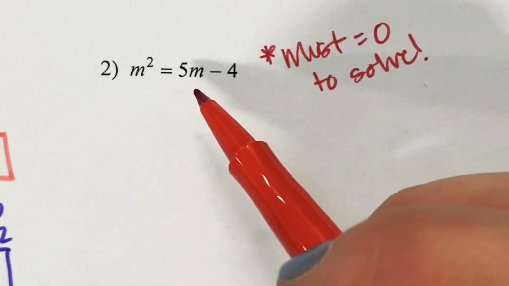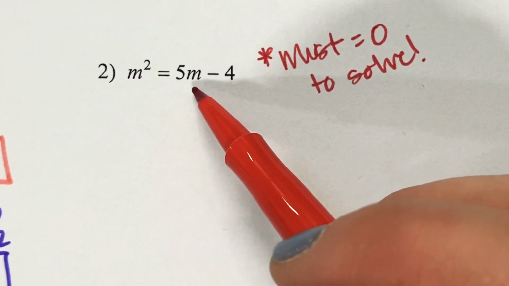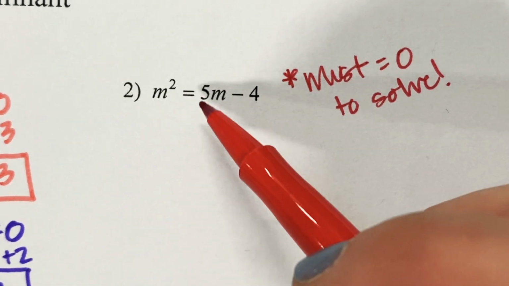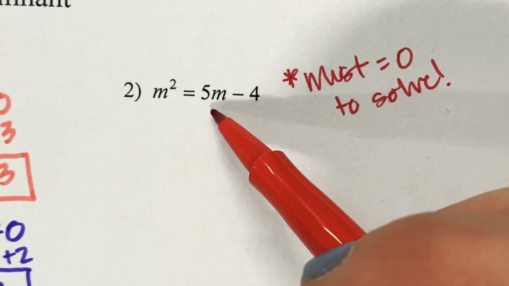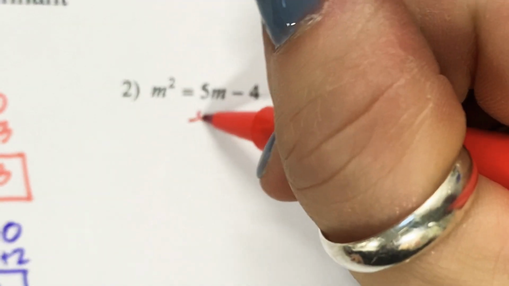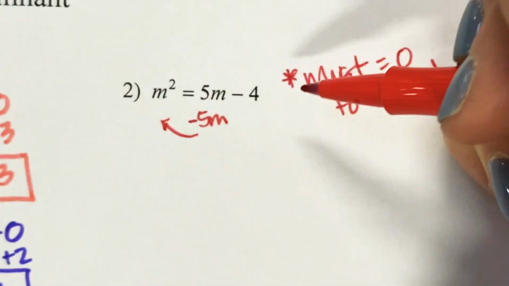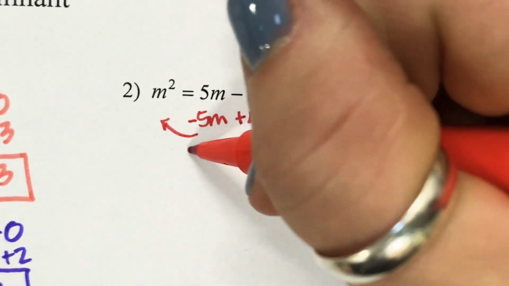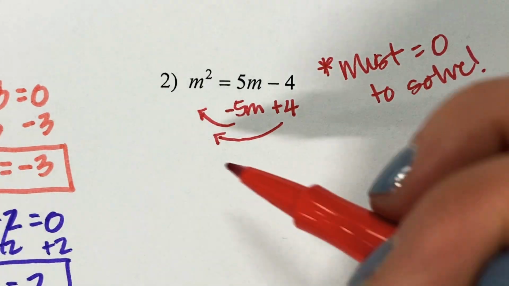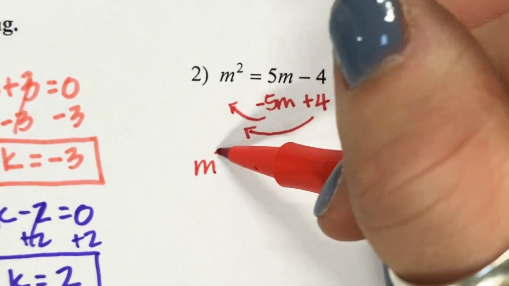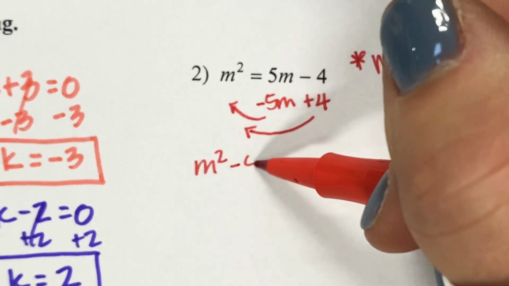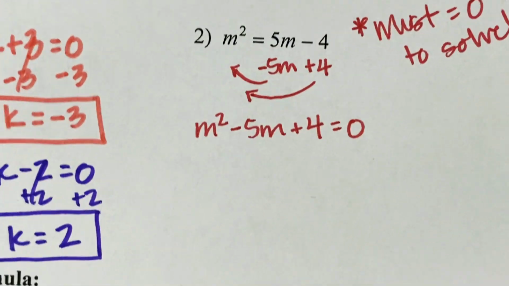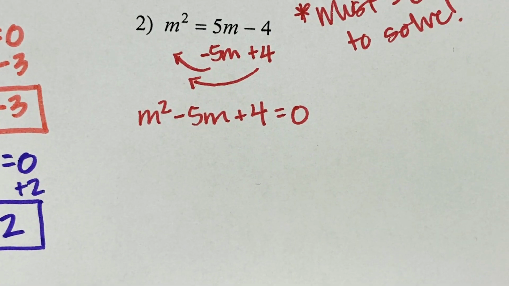Okay, so if I want one side to equal 0, that means I need to move this 5m and this -4 over to that same side as my m squared. So if I need to move them, what is the opposite of a +5m? It's going to be -5m. It's going to move it over there. And what's the opposite of -4? It's going to be +4, and that's going to also move it over there. So now we can rewrite it as m squared, that was already over there, minus 5m and plus 4. And now it equals 0, so we can go ahead and solve it by factoring.